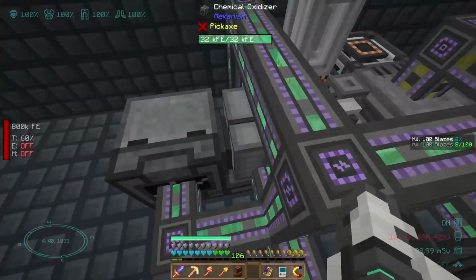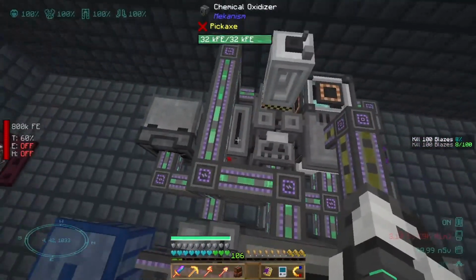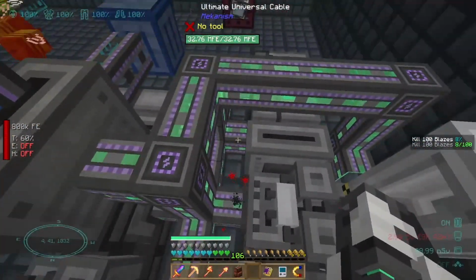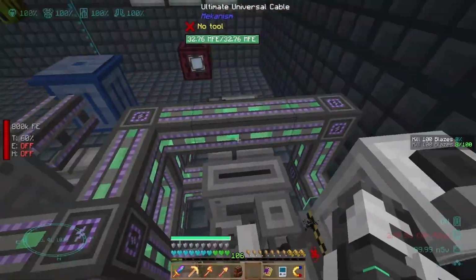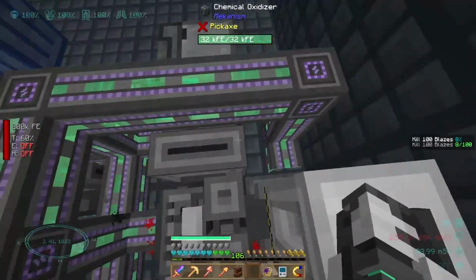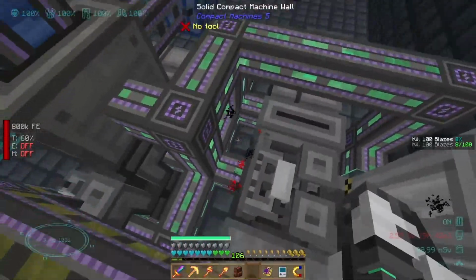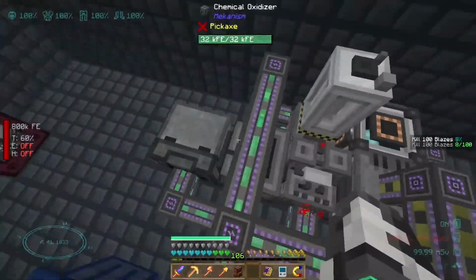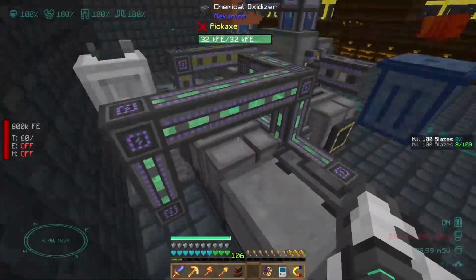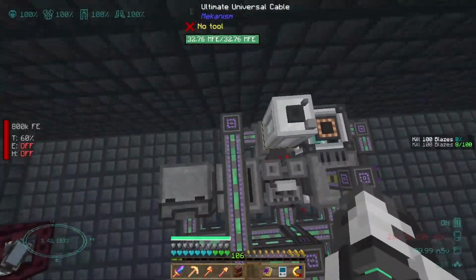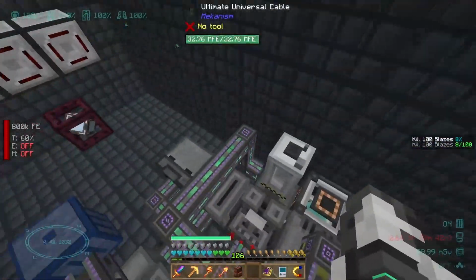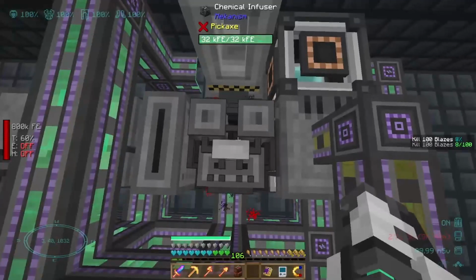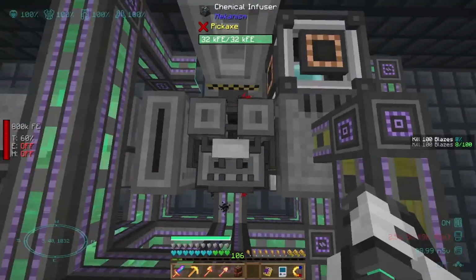Its output is going directly into the chemical oxidizer, and the chemical oxidizer has only energy input from the front. It could technically have it from the top or the back. It's just I disabled those so that I can keep a nice little line in the front here. This could probably be significantly better if I just put a flux point down here, so that there's a little bit less wire. But its output is being directly put into the chemical infuser.